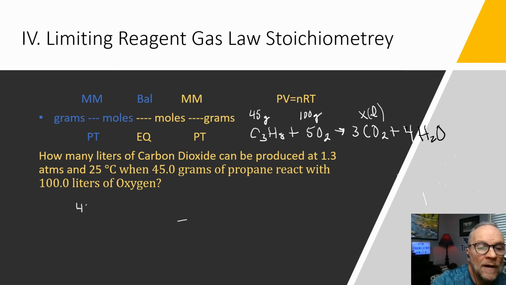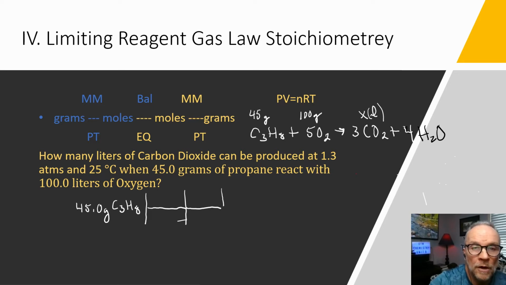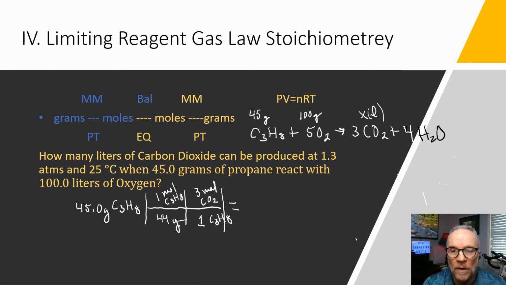So you have 45.0 grams of C3H8, or propane, and you're going to go to moles of CO2. So if we do that, there's 44 grams. You have to use the periodic table to figure that one out per mole of C3H8. Use the molar masses to do that. And for every 1 mole of C3H8, we have 3 moles of CO2. Okay, so there's our part for the propane.